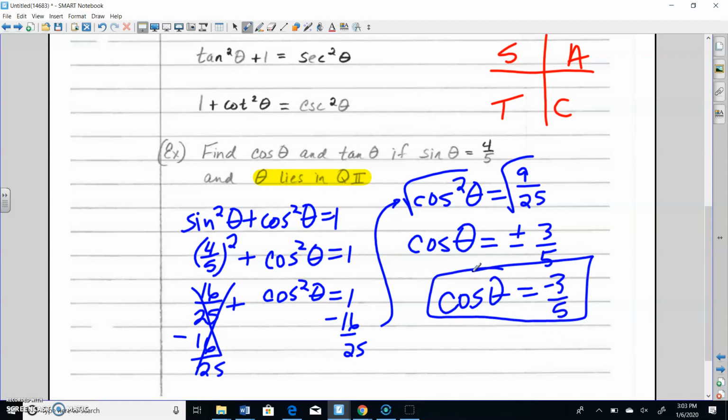Okay, so there's our first answer, and then the second answer is we're going to find the tangent, and we use the quotient. Tangent's sine over cosine. So the tangent of theta is going to be sine, which they gave us as 4/5, over the cosine, negative 3/5. We did this one already, I think, or close to this. And when you simplify, you flip and multiply, and that gives you a negative 4/3. So there's your 2 answers.